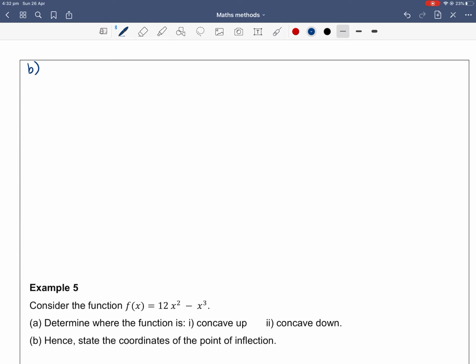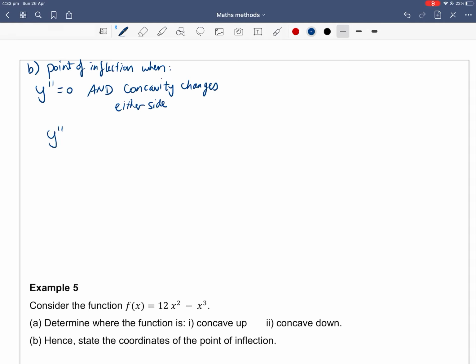So remember the definition of a point of inflection. A point of inflection occurs when your second derivative equals 0. So point of inflection when y dash dash equals 0 and concavity changes either side. So it has to satisfy those two conditions. So concavity changes either side of that point of inflection.